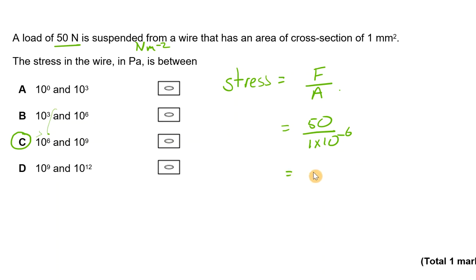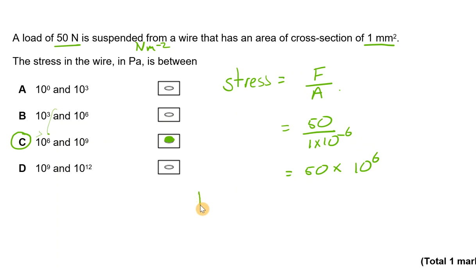If I put those numbers into my calculator, I get an answer of 50 times 10 to the 6 pascals, which is between 10 to the 6 and 10 to the 9, so the answer is C. Now the only slightly tricky thing in this is converting millimeters squared to meters squared, and I'm going to quickly explain why 1 millimeter squared is 1 times 10 to the minus 6 meters squared.